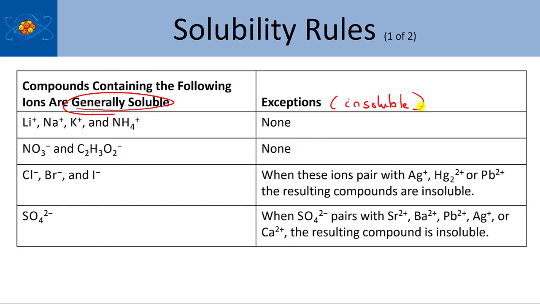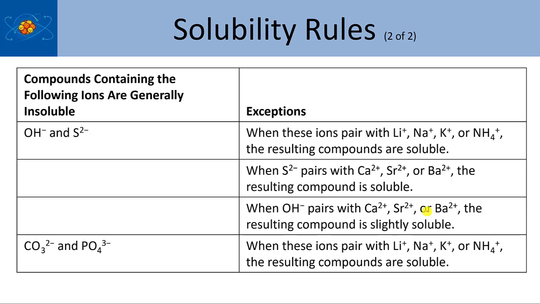Now let's look at the other solubility rules. The compounds containing the following ions are generally insoluble. That means they'll precipitate out. So hydroxides and sulfides tend to make insoluble compounds, except, you notice the first exception? That's the things that are always soluble. So that's actually a good list to remember. The group 1s, ammonium and acetate are generally soluble, and nitrates are generally soluble. That's a good list to remember.